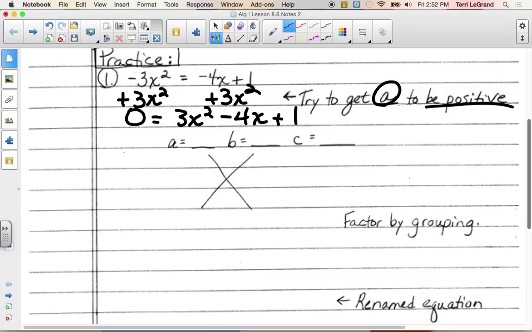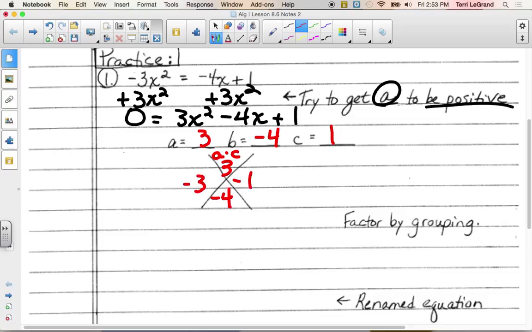Okay, what's our a value? 3. Our b? Negative 4. And c? 1. Okay. What's different from yesterday now that a isn't equal to 1? What do we have to do in our diamond? We're going to take a times c. So what is our number going to be? 3 times 1, this is going to be a 3, and they have to add up to negative 4. So what multiplies to 3 and adds up to negative 4? Negative 3, negative 1.